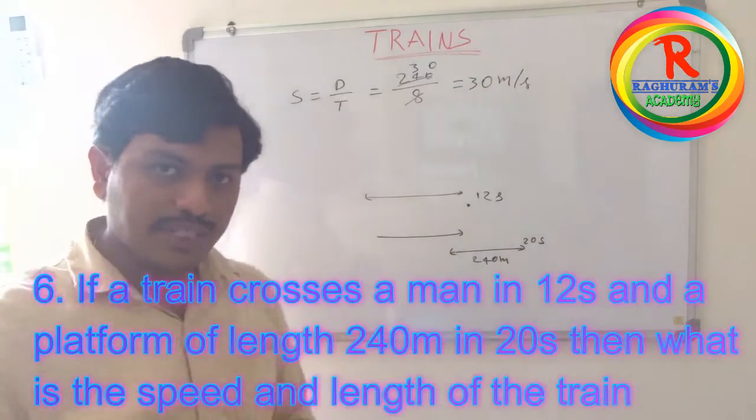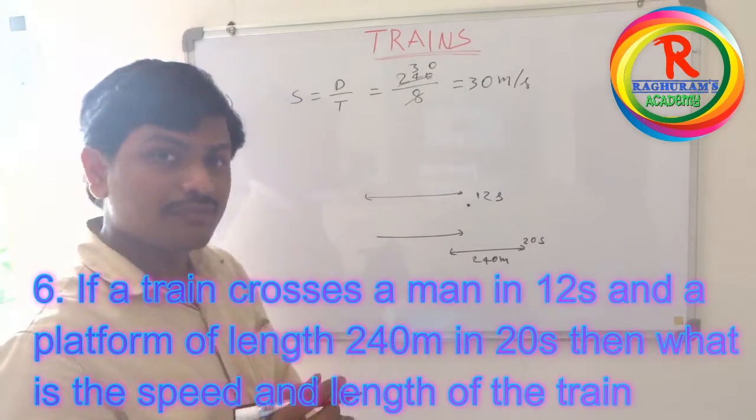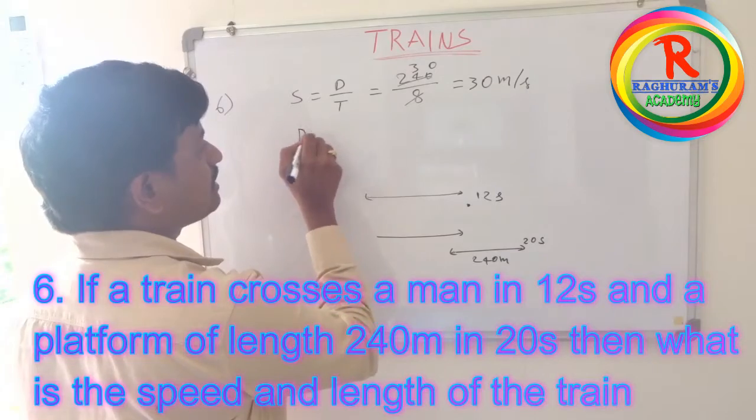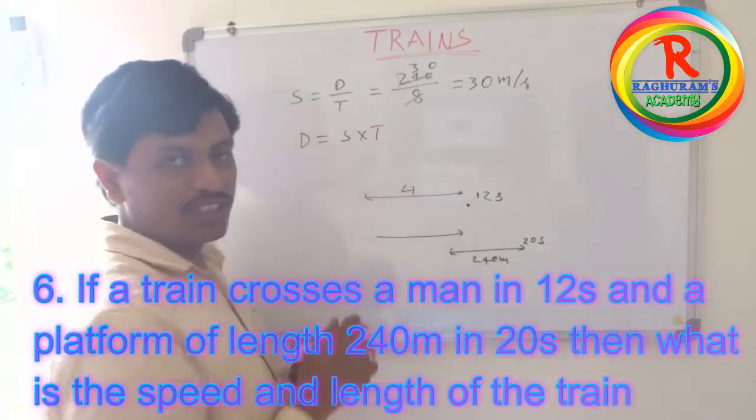So this is the speed, and easily we can find the length. To find the length of the train, first we find the distance. Distance is nothing but speed into time or time into speed.